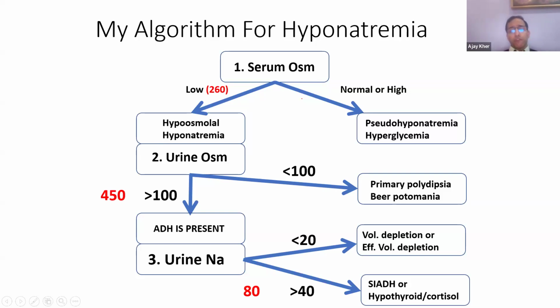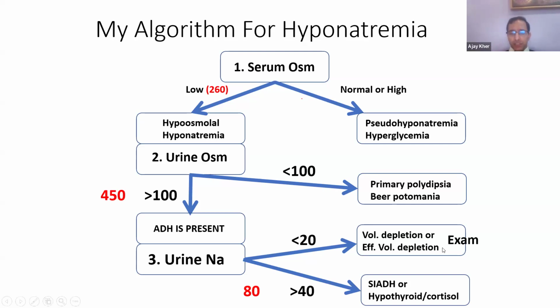If the urine sodium is more than 40, like in this case, it is 80, then what it means is that there is SIADH. And so this is inappropriate ADH because there is no volume related stimulus. Because if there was a volume stimulus, the urine sodium would be low. Before you label someone as SIADH, make sure you check the TSH and cortisol levels to make sure that that is not a cause for their SIADH.